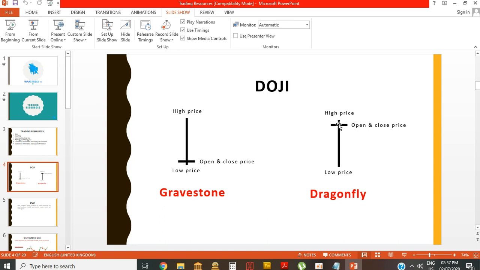Now we have another type of doji called dragonfly. You can see the difference. The gravestone is like, think of a grave, inverted cross, and dragonfly, think of a fly. The same, just that the wick below is longer than the wick above, and for the other one, the wick above is longer than below. So that's the gravestone doji.